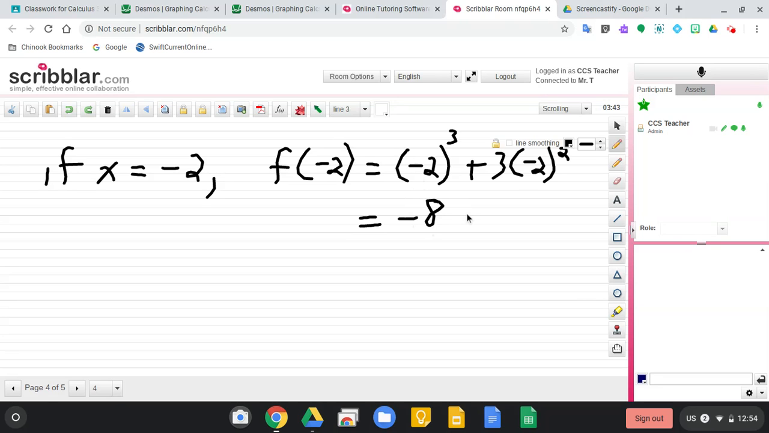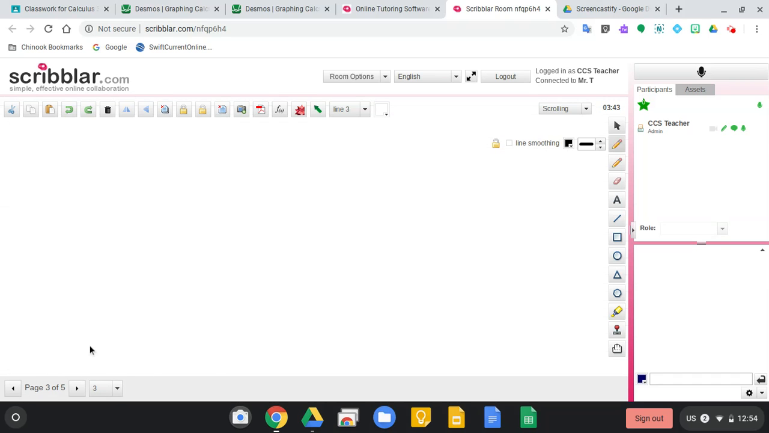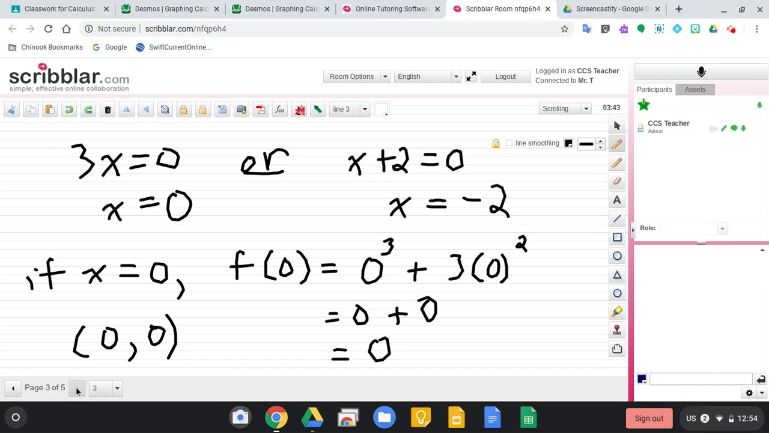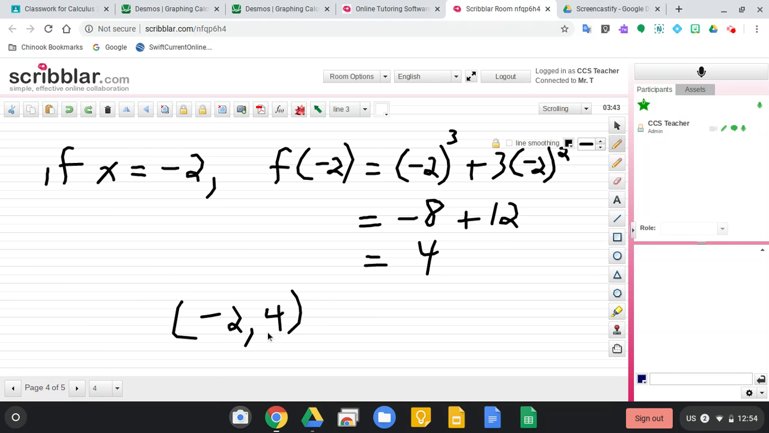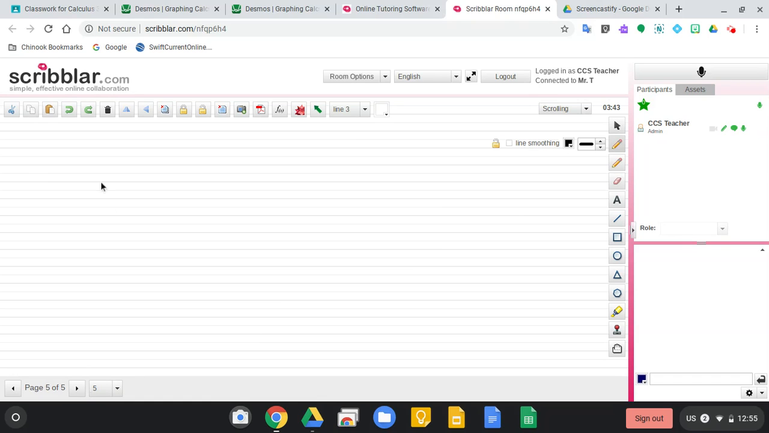That's minus 8. Here, order of operations, I do exponents first. Minus 2 squared is 4. 4 times 3 is 12. And minus 8 plus 12 is 4. So I have another critical point at minus 2 and 4. So I have two critical points. I found my first critical point here at 0, 0, and I found my second critical point at minus 2 and 4.